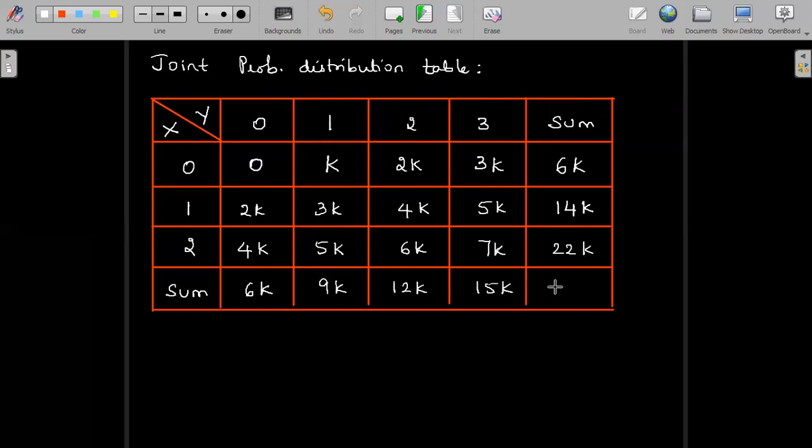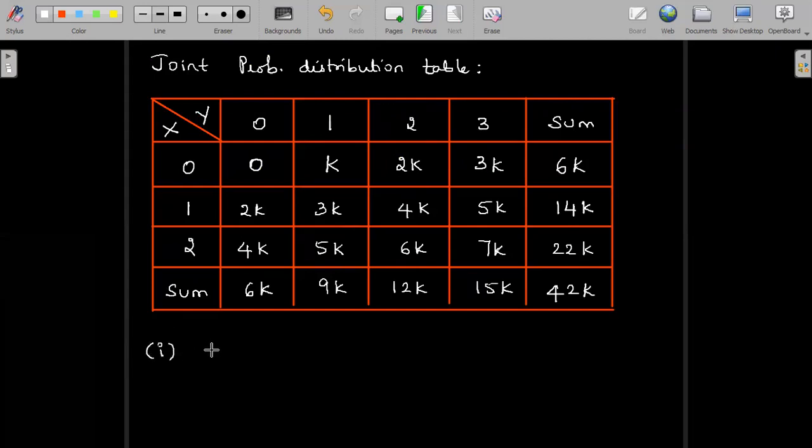What is the overall sum? If you sum up these f of xi's or g of yj's, whatever you sum up, this should be unique. So 22 plus 14 plus 6 gives us 42k. Similarly, if you check column wise, 15 plus 12 plus 9 plus 6, even that is equal to 42k. So the overall sum is equal to 42k. We know that this sum must be equal to 1. We have already observed that in the last problem as well as learnt in the theory. So we can directly find the value of k easily from this.